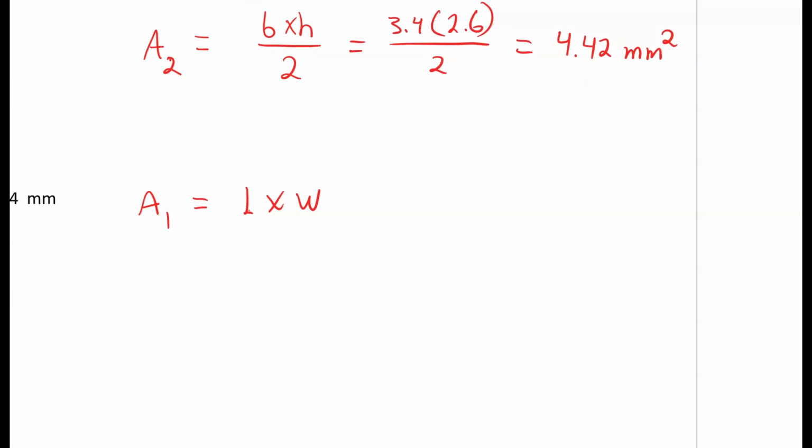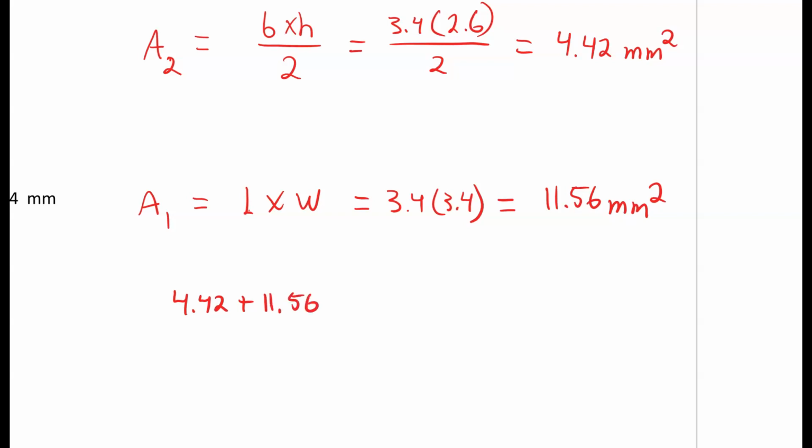Now we're going to look at the square. So we have 3.4 multiplied by 3.4, because all sides are the same on a square, and we get 11.56 millimeters squared. The last thing we need to do is add area 1 and area 2 together. So we have 4.42 plus 11.56, which gives us a total area of 15.98 millimeters squared.